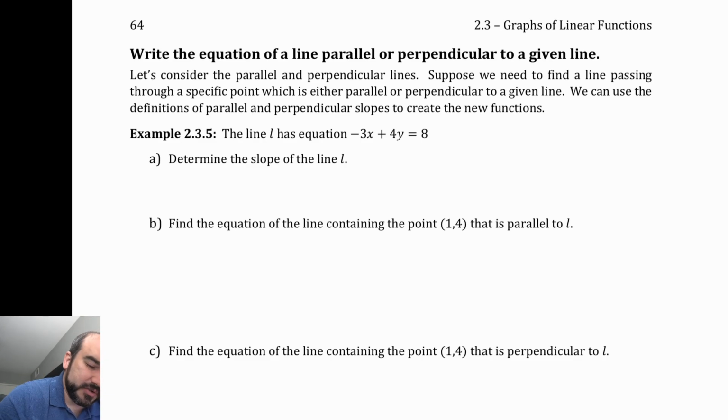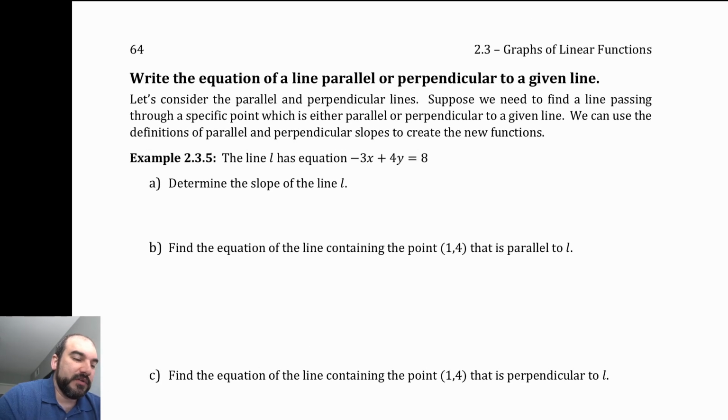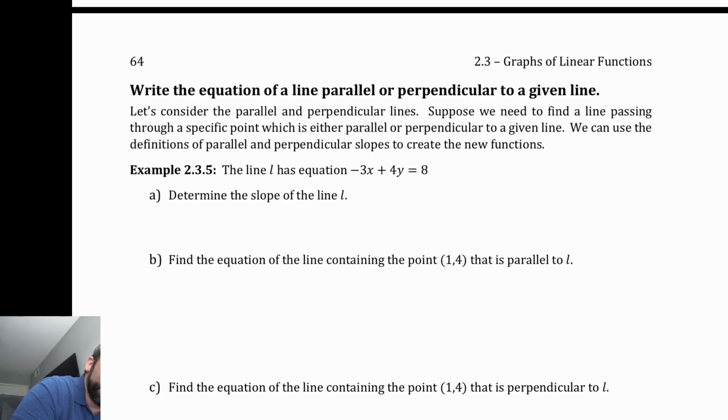Now let's talk about how to write the equation of a line parallel or perpendicular to the given line. We have two ways of writing equations of lines, right? We've talked about two different forms of an equation of a line. We've talked about the y equals mx plus b, the one we just referred to in the last problem. What was the other form? This was called the slope-intercept form.